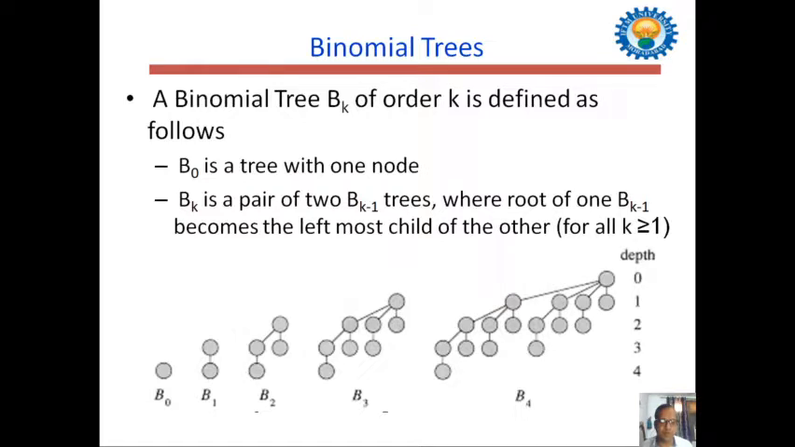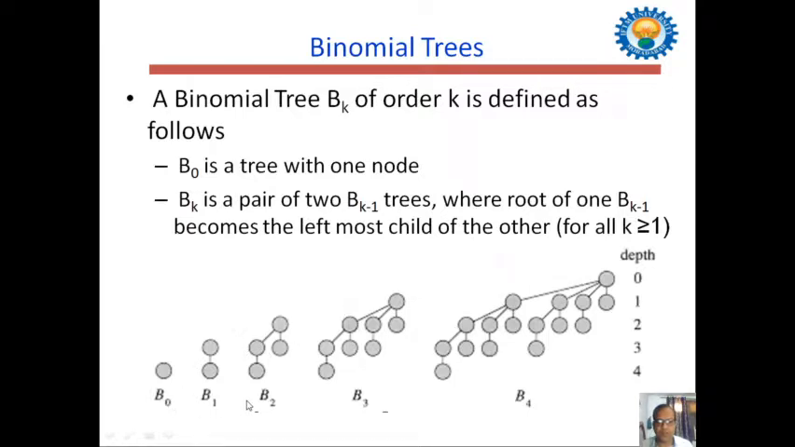Here we can see B0 has only one node, B1 has two nodes, or we can say two B0 binomial trees. B2 has two B1 binomial trees. B3 has two B2 binomial trees. Similarly, B4 has two B3 binomial trees.